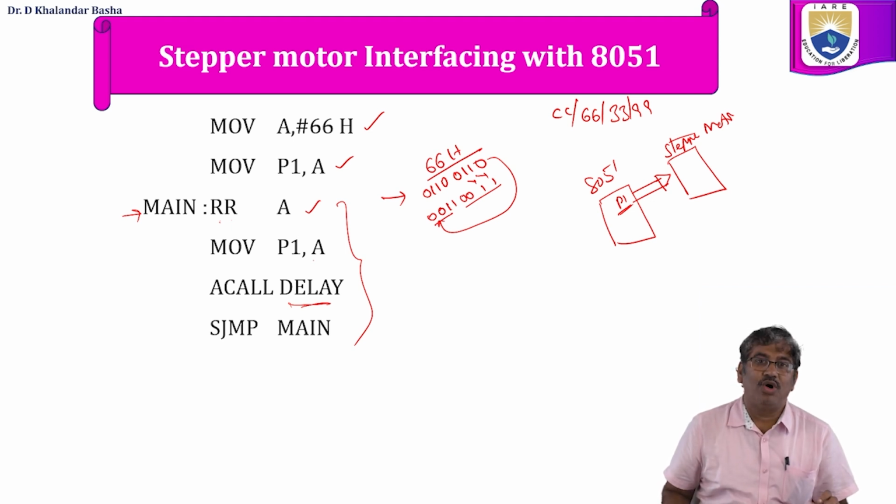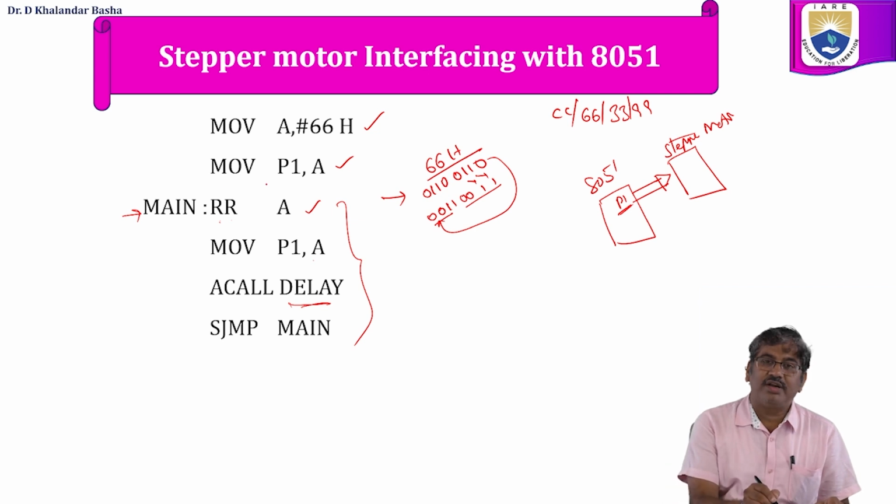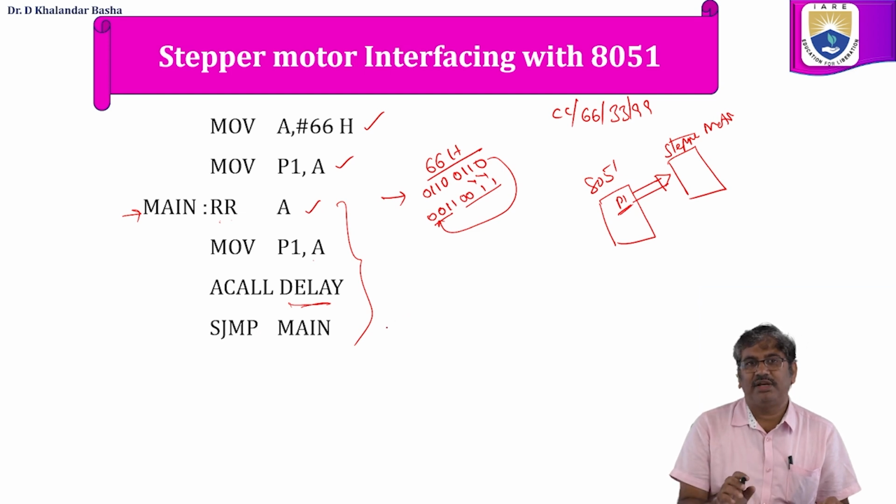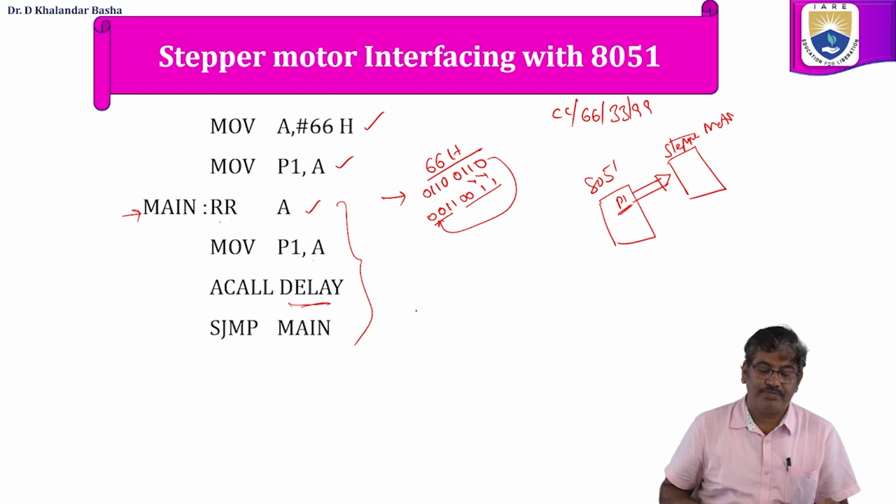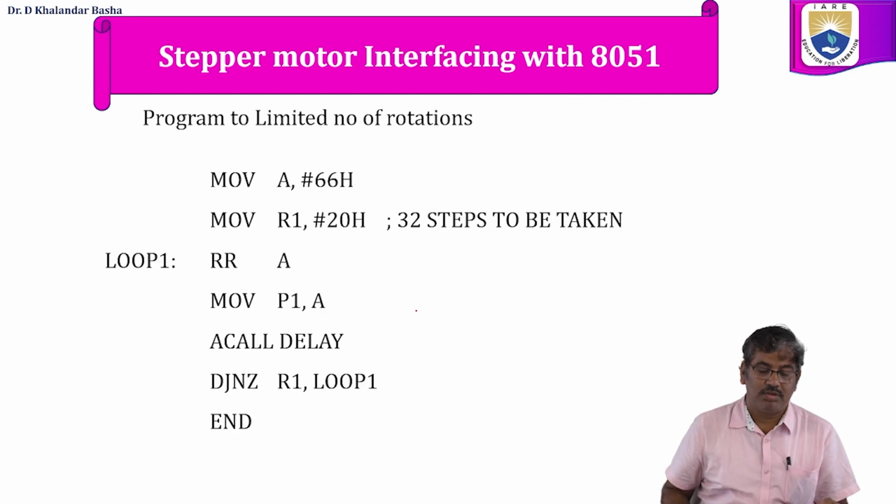Here we are not limiting how many clock pulses we are going to have. If you want to limit, here you can write one counter. Let us consider MOV R0, #100 pulses. Then here, instead of SJMP, we go for DJNZ, decrement and jump if not zero. Then you can limit how many pulses or how many rotations we want to rotate the stepper motor. So if you want to limit for some number of rotations.